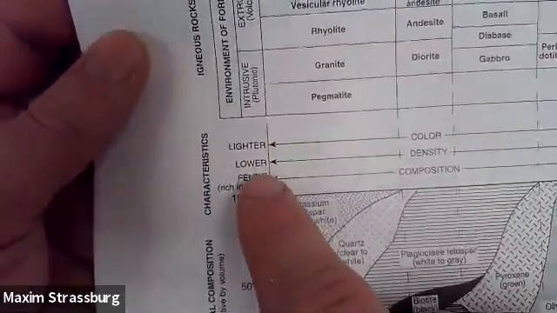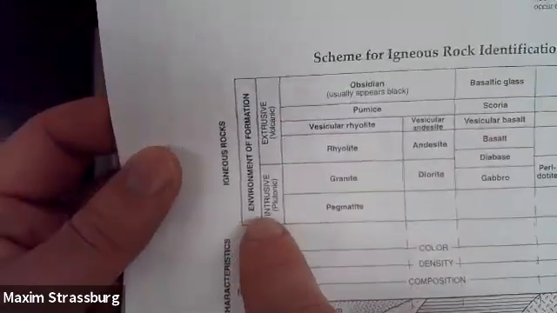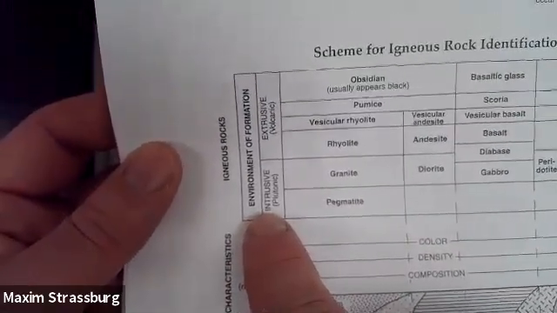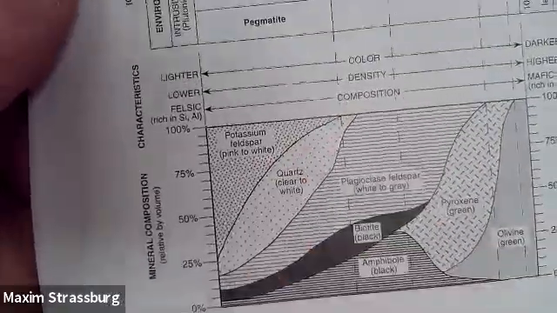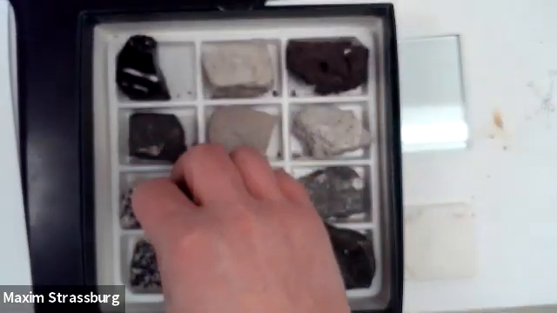Lighter in color, lower in density, intrusive as far as its environment of formation. And then again, all the minerals found in the granite are right there. So that's our sample number 7.